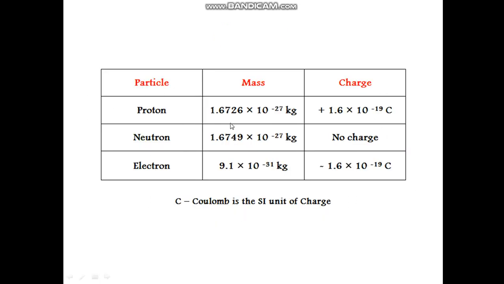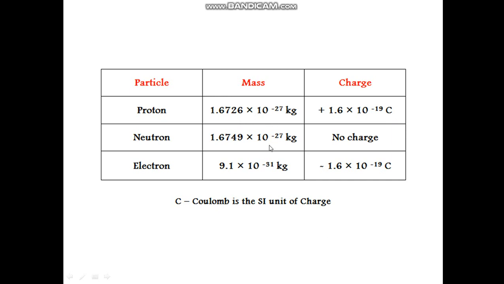Now you can take the values: the mass of proton, mass of neutron, mass of electron, and charge of proton and charge of electron. You can see charge of proton is positive, charge of electron is negative, and the symbol C used here is the SI unit of charge, coulomb. Regarding this, we'll see in the chapter electricity.